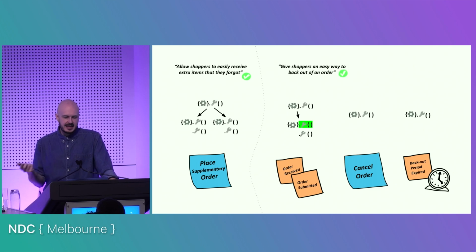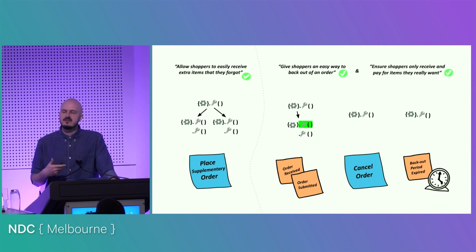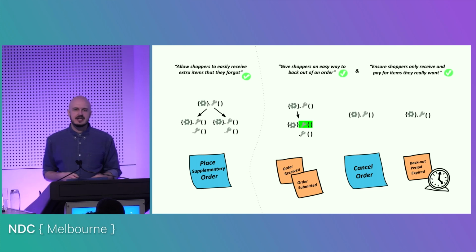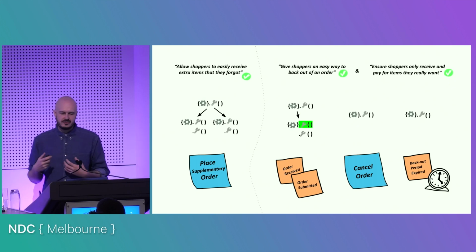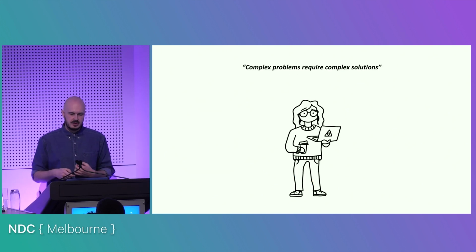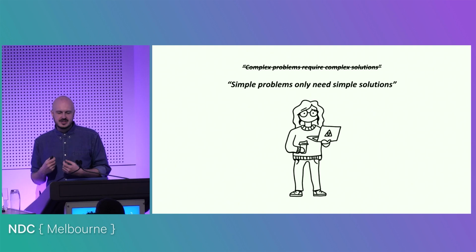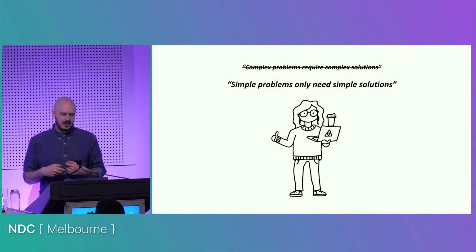Give shoppers an easy way to back out of an order because they can cancel and leave it there, or ensure shoppers only receive and pay for the items they really want because they could cancel, turn that back into a basket and modify it, adding and removing items to their heart's content. Now, even without diving into the code, it's fair to say that each of these is far more single purpose and less complex than what we had before. And if we revisit those old truisms like complex problems require complex solutions, we can see that we're now benefiting from the other side of that same coin. Simple problems only need simple solutions.